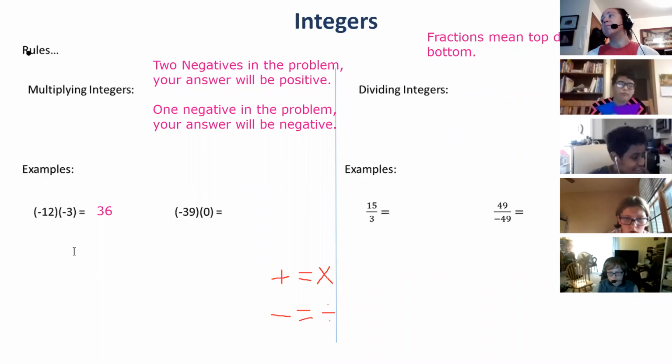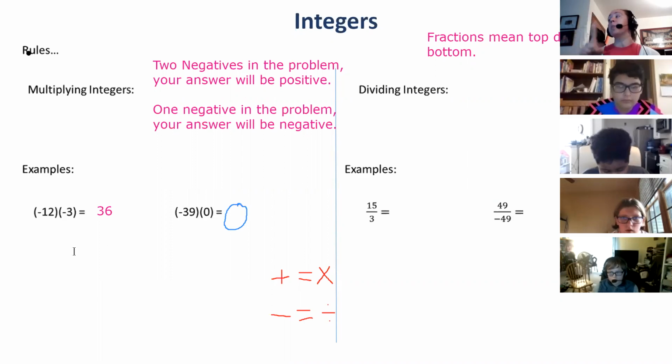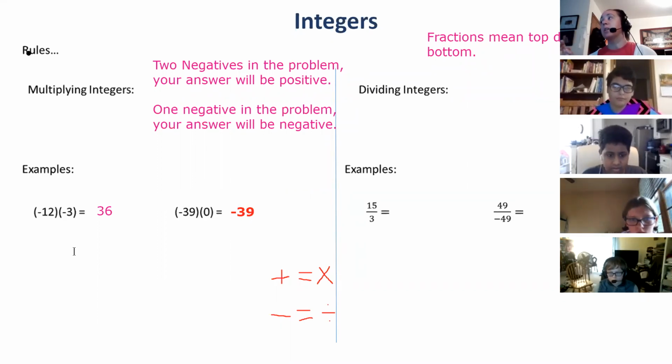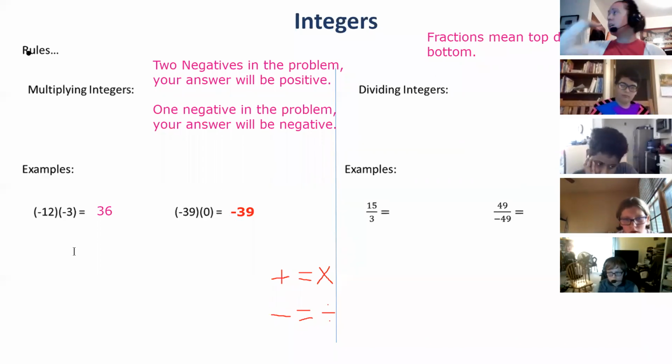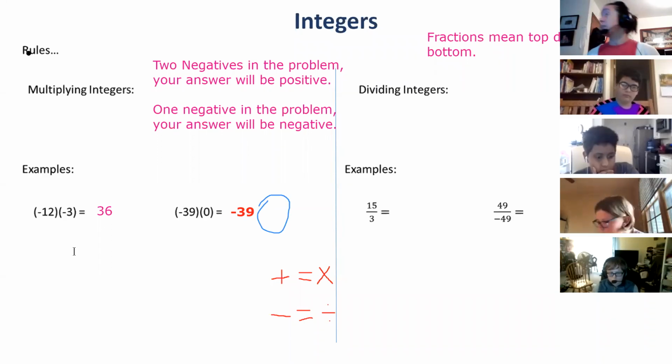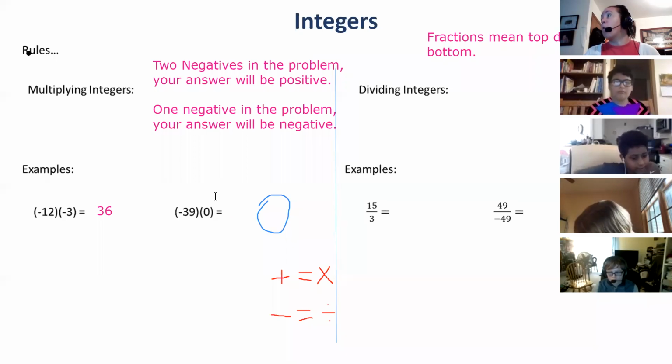Negative 39 times 0. Technically, there's only one negative in the problem. So technically, if there was no 0, our answer would be what? 0. Yes, in this case, our answer is going to be 0. But if I was taking that negative 39 times any other number, my answer would be negative, right? Because there's one negative in the problem. But 0 is like the black hole of math. Anything times 0 is just going to be 0.